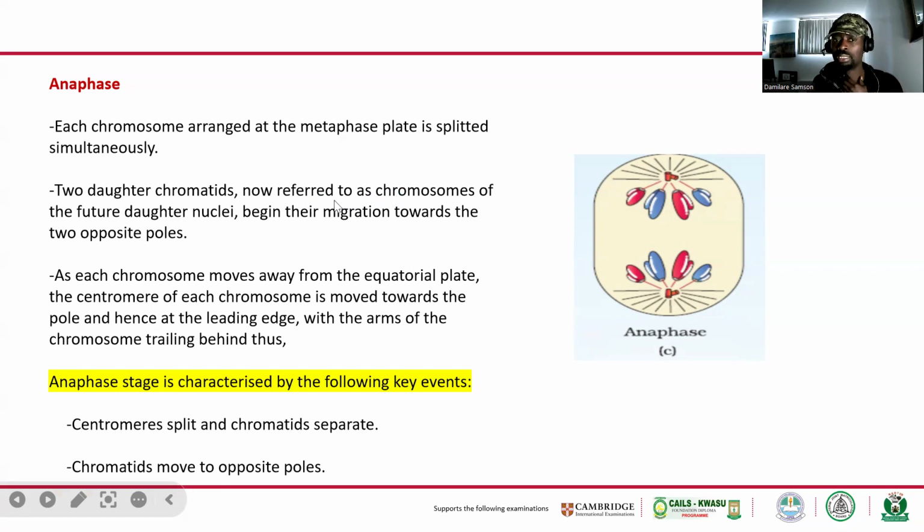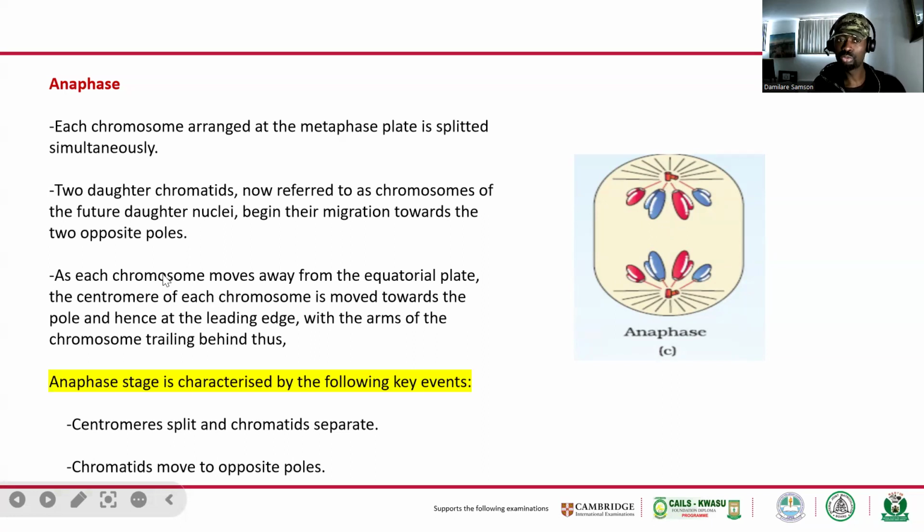Now there is a division. Now referred to as chromosomes of the future daughter nuclei, they begin to migrate towards opposite poles. It's very, very obvious in this diagram here. You will see how they begin to migrate towards opposite poles. One moves towards this pole, the other one moves towards the other pole.